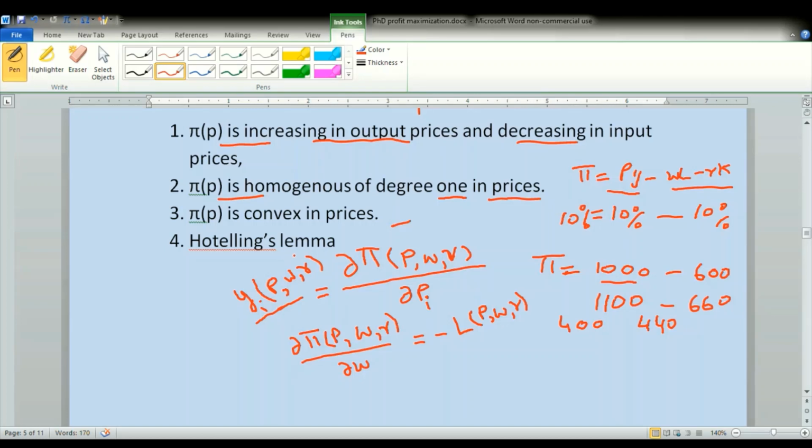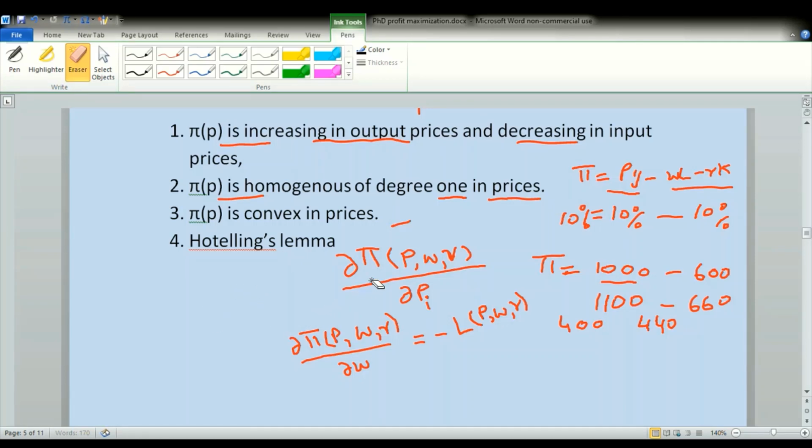Let me erase this red portion, and let's see if we can prove some of these properties. So let's do this so that we have space.